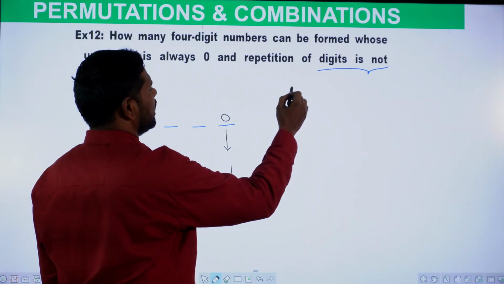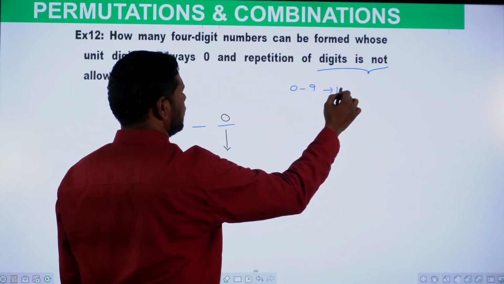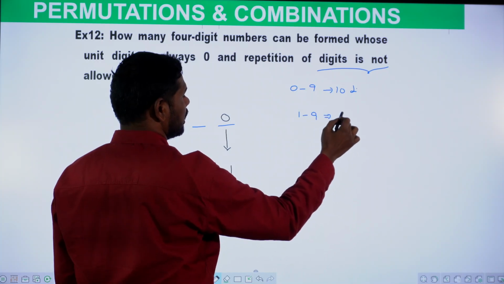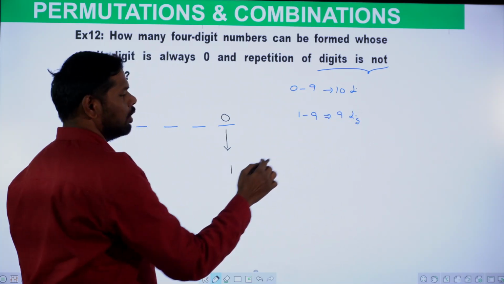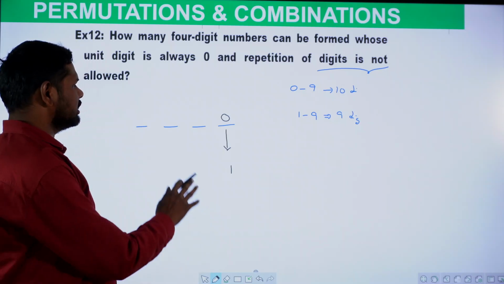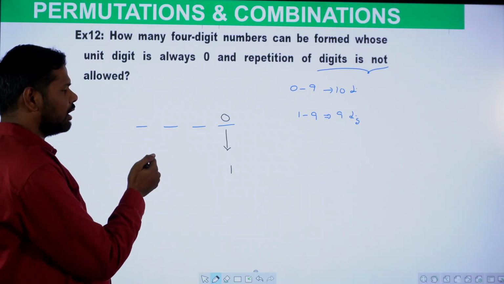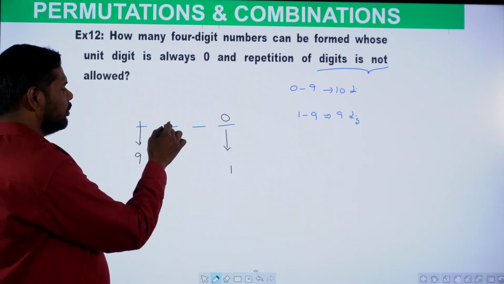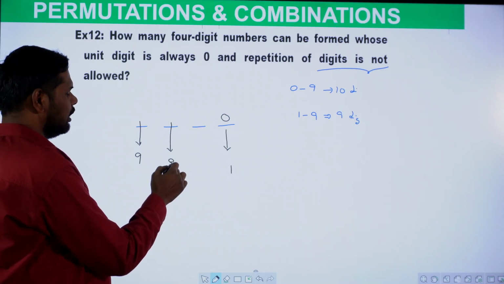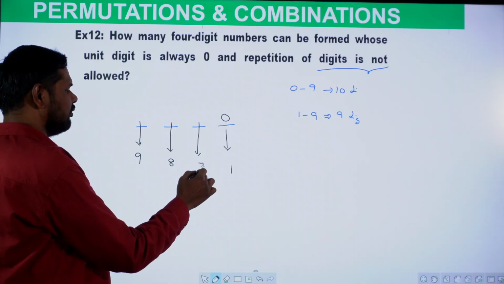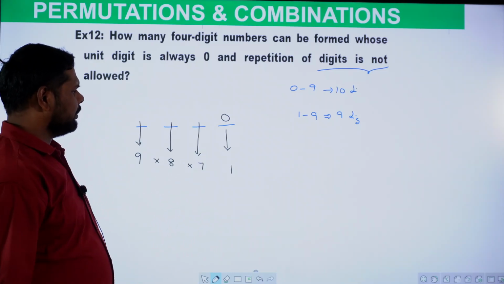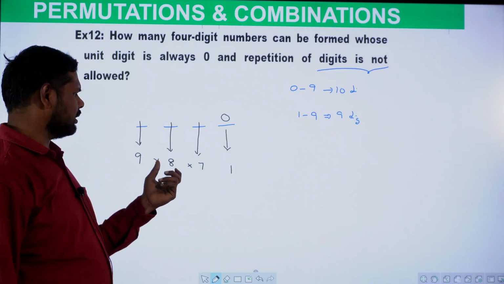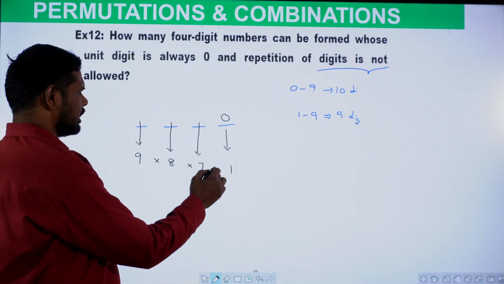Total digits are how many? 0 to 9, 10 digits. Since 0 is already used, the remaining are 1 to 9, so 9 digits are there. We can use any of these 9 digits in the three remaining places, but repetition is not allowed. Suppose I use one of the 9 digits here, how many remain? 8. I choose one of the 8, then one of the remaining 7. Not necessary, but for ease we start from the left.